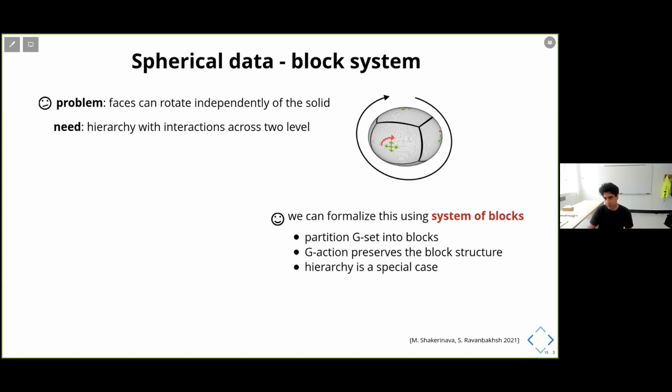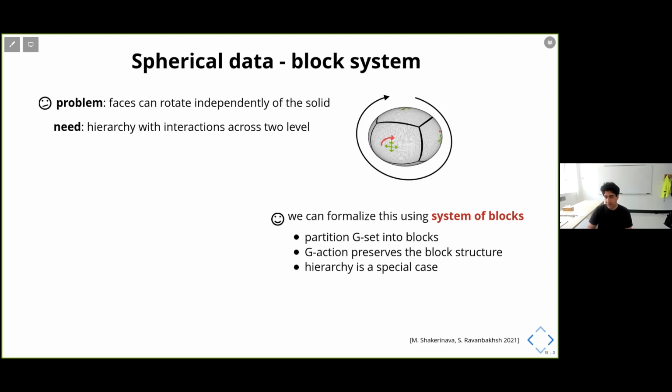And there is a rich theory on block systems. There is a correspondence between these systems of blocks and the overgroups of the stabilizer in the group action. So you can basically build on that theory.